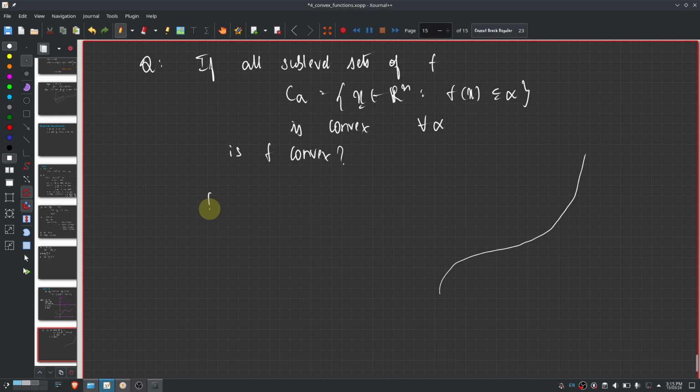Another example is you just take f of x to be equal to log x or x cube, anything. These functions are not convex, log x is concave, but all of the sublevel sets are convex because they're continuous intervals, right? So this is only a one-way condition. If the function is convex, then all sublevel sets are convex.